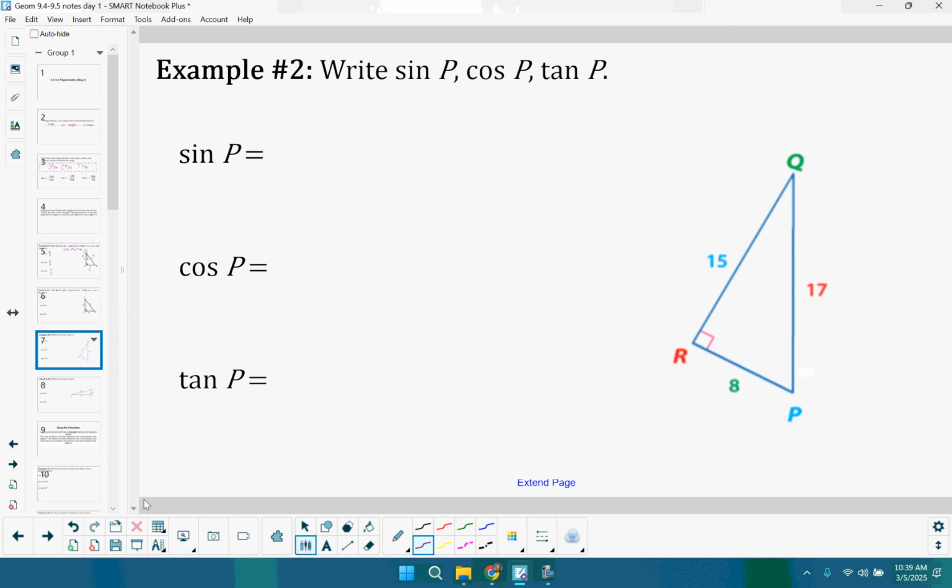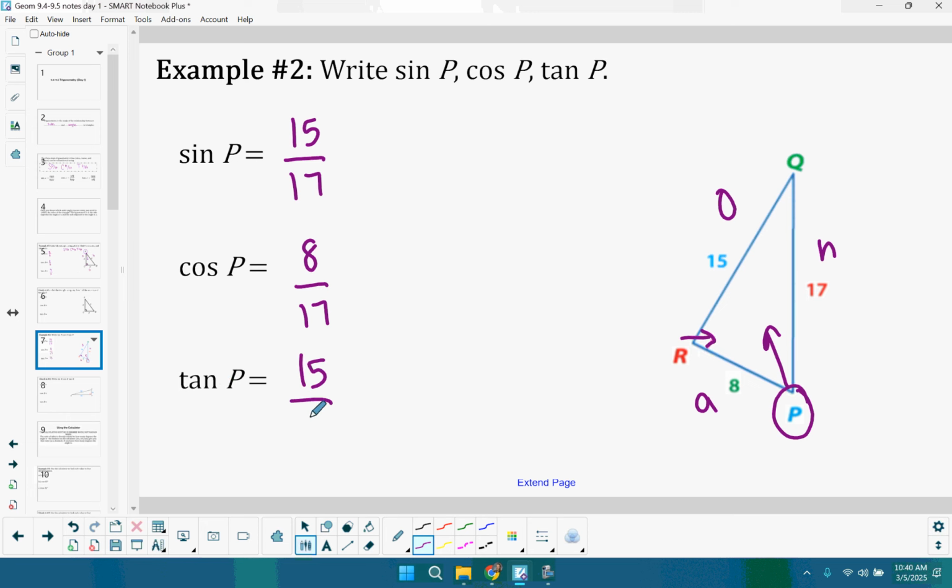For example 2, we're now going to do it with not just variables, but with numbers. But we're still just going to write them as fractions. So this is asking for sine, cosine, and tangent of angle P. So P is the angle I will circle, and I will label. Across from the right angle is our H. Opposite the P is O, and our remaining side is A for adjacent. So the sine of P, O over H, will be 15 over 17. Cosine of P, which is A over H, would be 8 over 17. And tangent of P, which would be O over A, is 15 over 8.